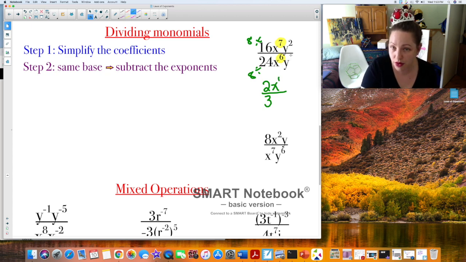If there's no number there, you put a 1 in. You have 2 y's on top, 1 on the bottom. 1 would cancel, leaving you with 1 y on top. Okay? 2 minus 1 is 1. Let's do another one, similar.